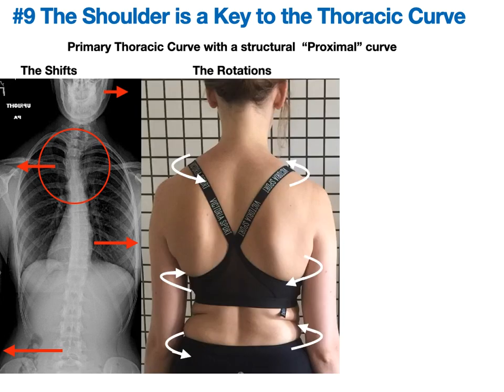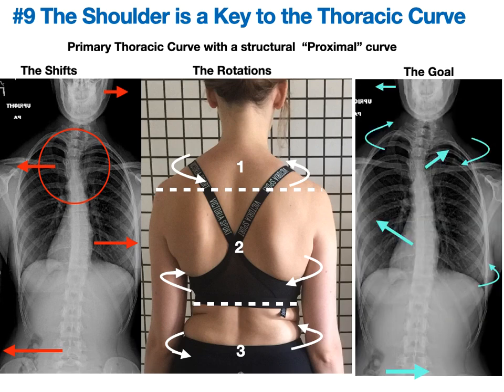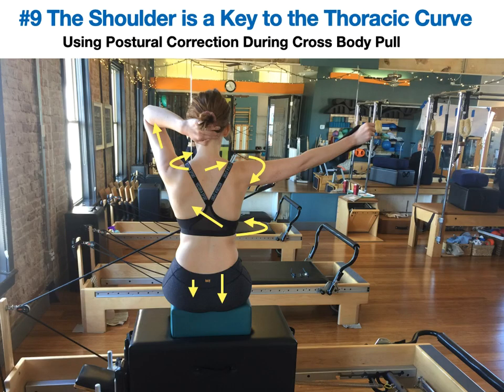Consider the rotation components. We could easily delineate each curve segment as a ring and name them: upper thoracic ring, which includes the shoulder girdle, main thoracic ring, and pelvis and lumbar ring. Here is a blueprint for the postural corrections. This cross-body pull exercise demonstrates the postural corrections for a primary thoracic curve pattern, including an upper thoracic curve.